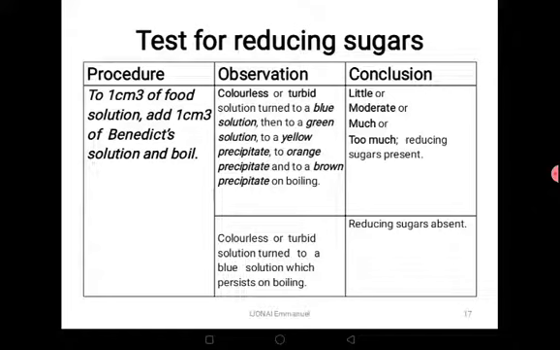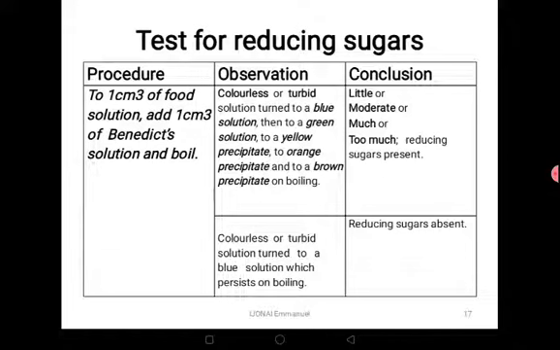What about if it turned to blue on adding of Benedict solution? Then on boiling it turns to green. As you continue boiling it turns to yellow. As you continue it turns to orange. What does that mean? And remains orange. It means much reducing sugars are present. What about if it continues to brown precipitate? It means too much reducing sugars are present. So it's as simple as that.